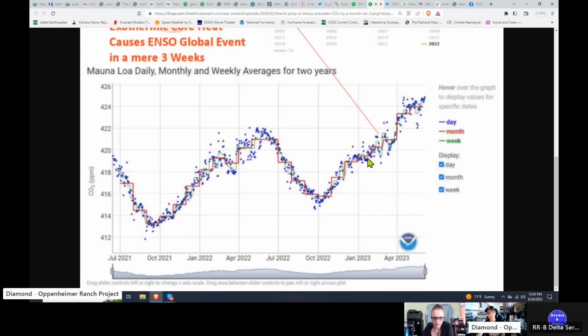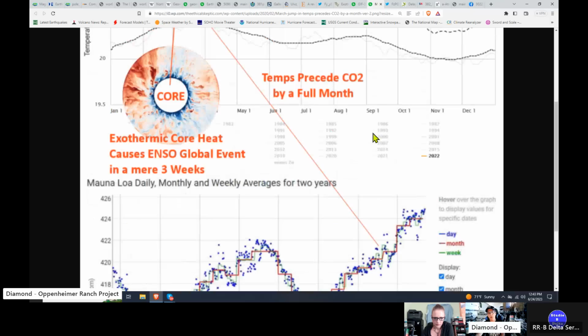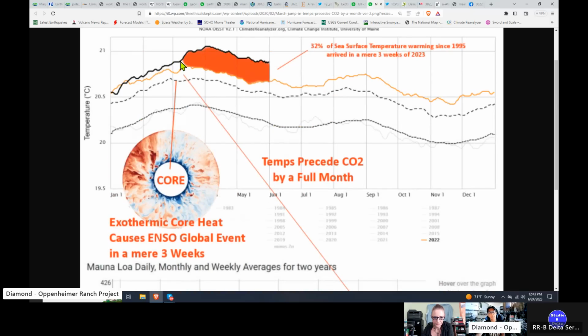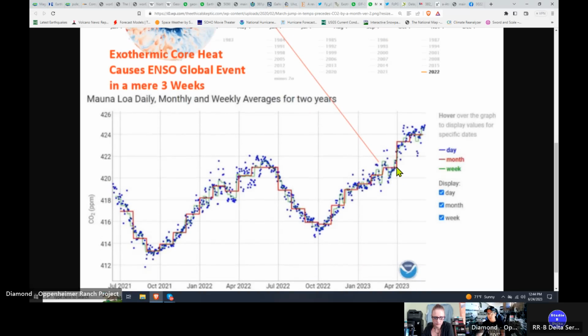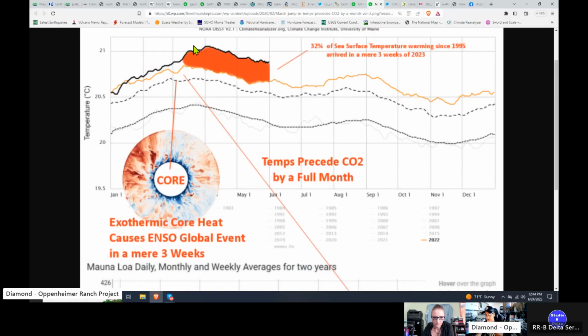Now, what's more interesting is see how they have the stair steps put on here? And they're corresponding this jump right here to this jump. So you get these vertical jumps in CO2 after the temperature jumps. So it's lagging. It's doing all the things we just said. The CO2 is not driving temperature. The temperature is driving the CO2.